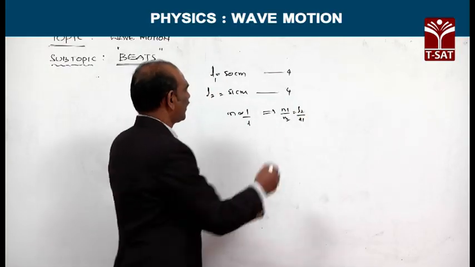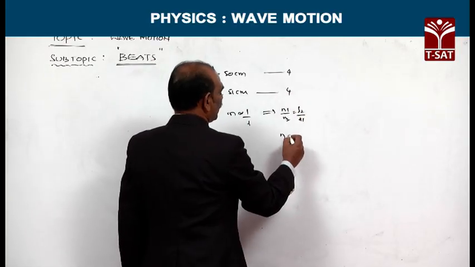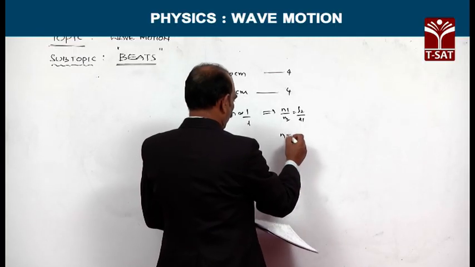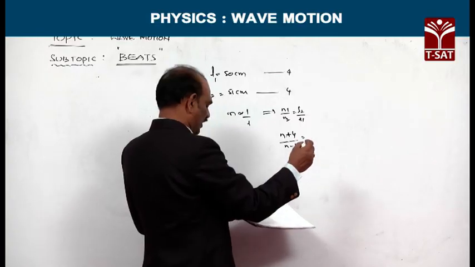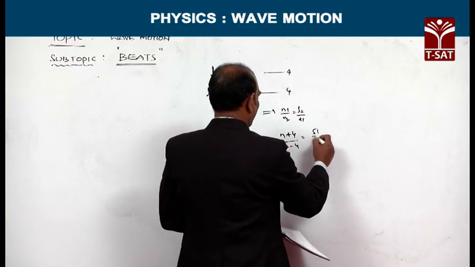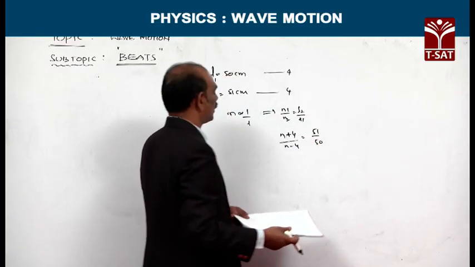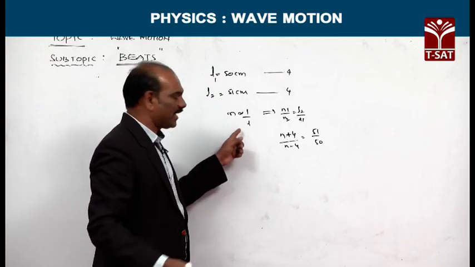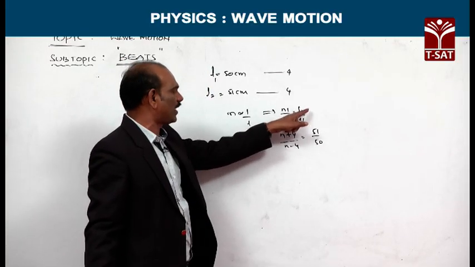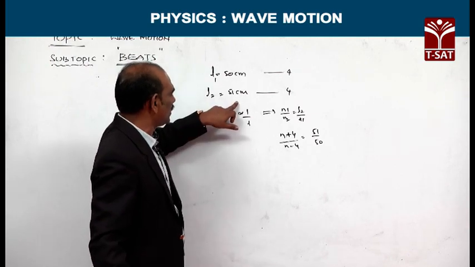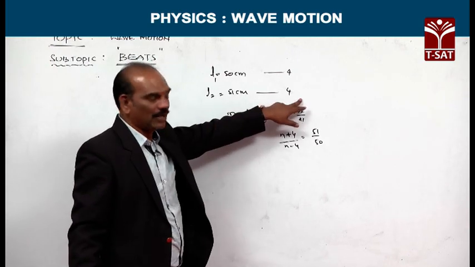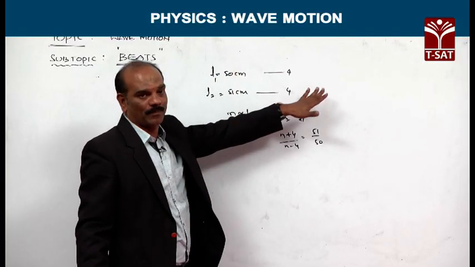So here the beat frequency is 4: n plus 4 in one case, n minus 4 in the other case, is equivalent to L2 by L1, which is 51 by 50. So n1 by n2 is equivalent to L2 by L1. When the length is 51 centimeters, the number of beats is again 4 only. When the length is 50 centimeters, also the number of beats is 4 only.